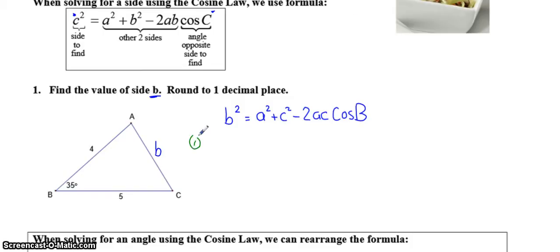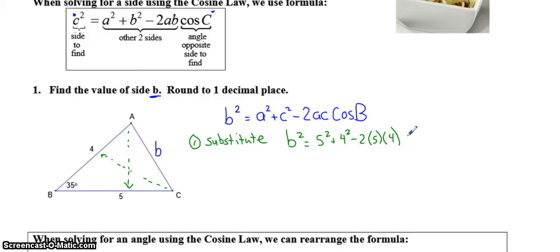So step 1 is to substitute. So we have B squared equals, remember A is opposite side A, so that's 5 squared. C is opposite side C, so that's 4 squared minus 2 times 5 times 4 times the cosine of the angle that's opposite the side you're trying to find, which is 35.